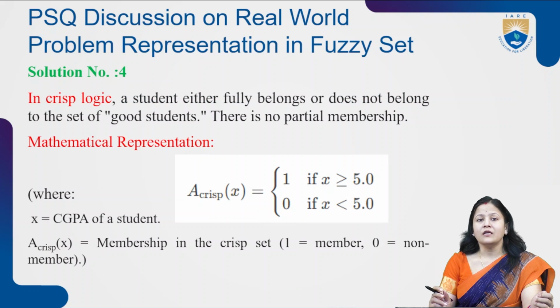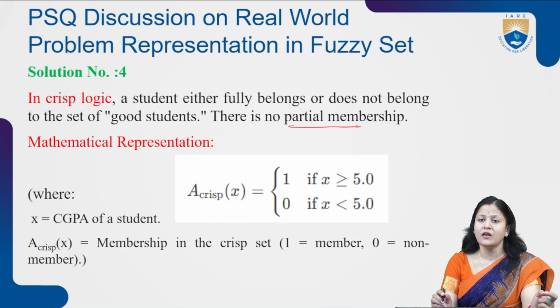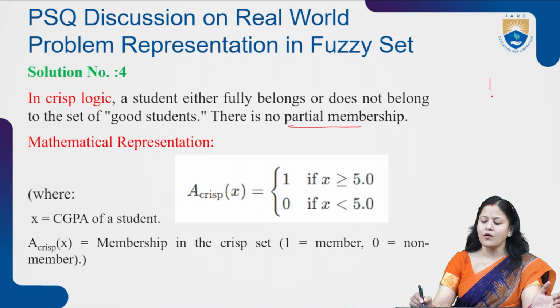Now, this is the representation of the crisp logic for the given question. A student either fully belongs or does not belong to the set good student. There is no partial membership. This is very important in crisp logic. There is no partial membership. It considers either 1 or 0. If it belongs, that means it is 1. If it does not belong, it is represented as 0.